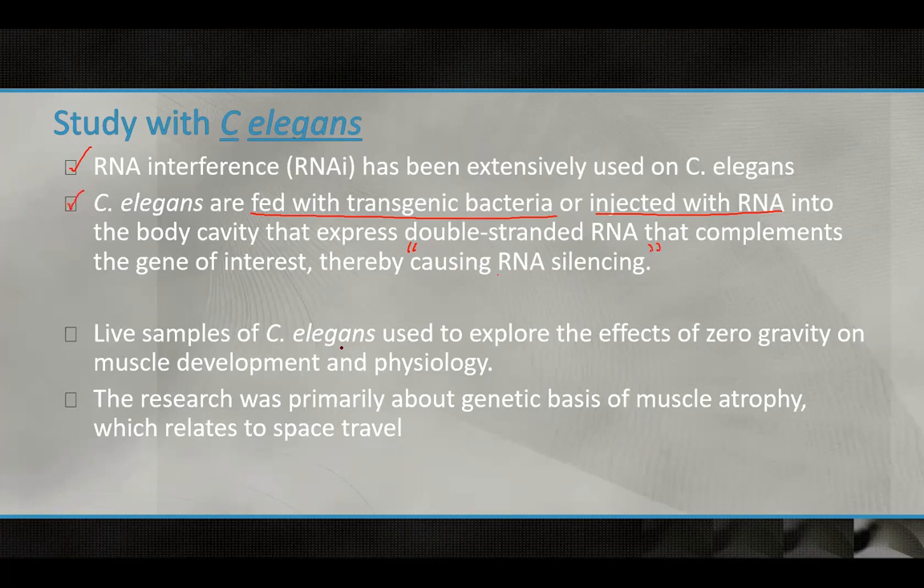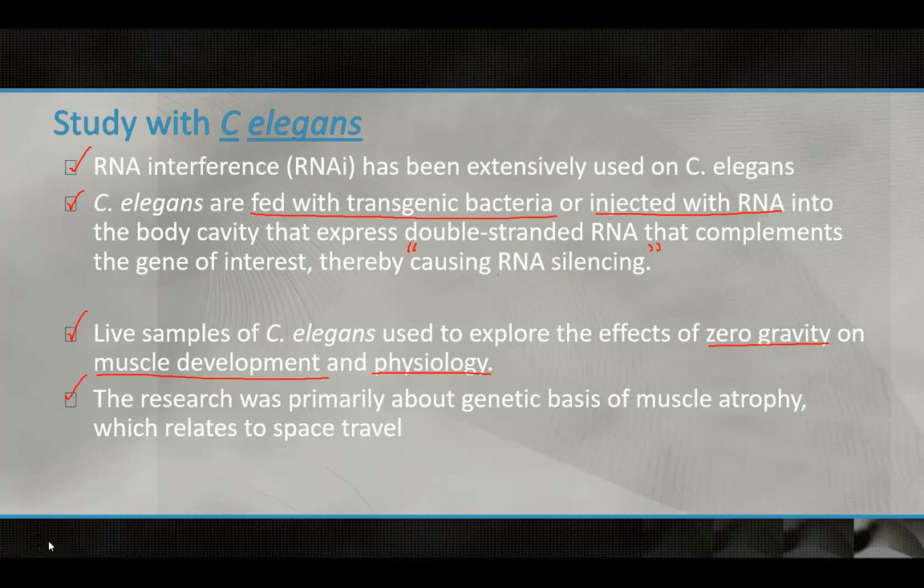Next, live samples of Caenorhabditis elegans are used to explore the effect of zero gravity on muscle development and physiology. So, live samples of Caenorhabditis elegans have been taken to the International Space Station, where they have been used to study muscle development and physiology. By live जो सैंपल्स हैं सी एलिगेंस के, उनको हम यूज करते हैं जीरो ग्रेविटी में मसल के डेवलपमेंट को पढ़ने के लिए और फिजियोलॉजी को स्टडी करने के लिए, that what is the physiology of muscle development and how does the muscle development take place. The research was primarily about the genetic basis of muscle atrophy, which relates to space travel.